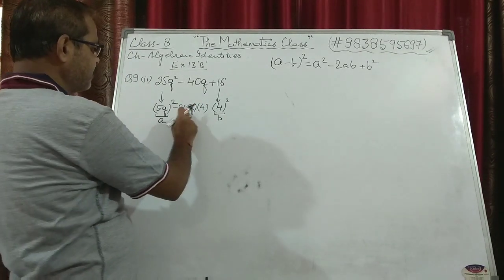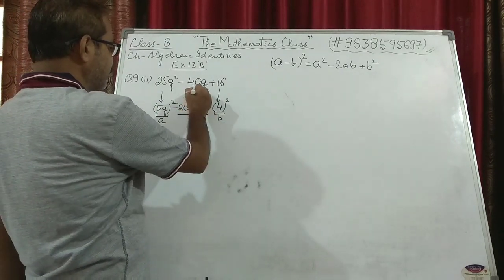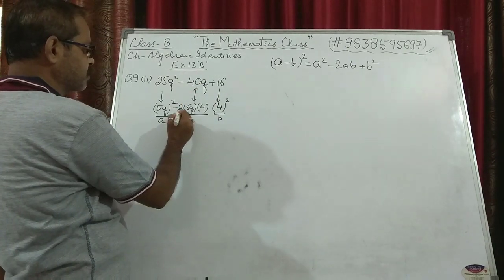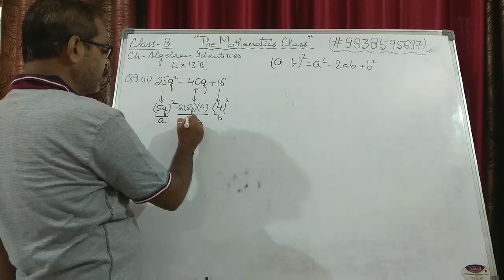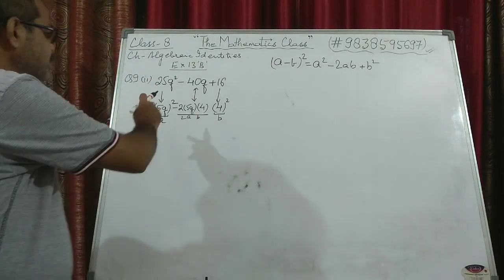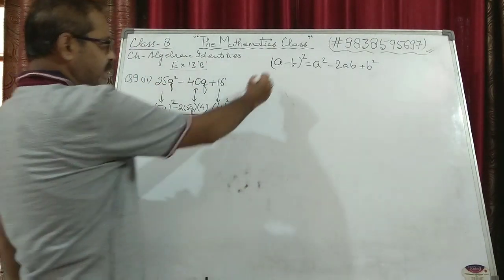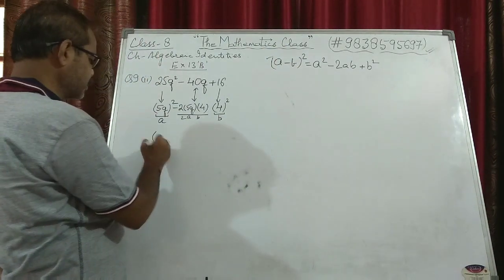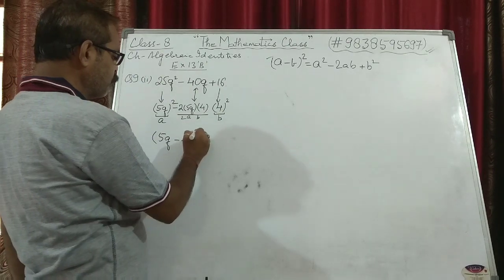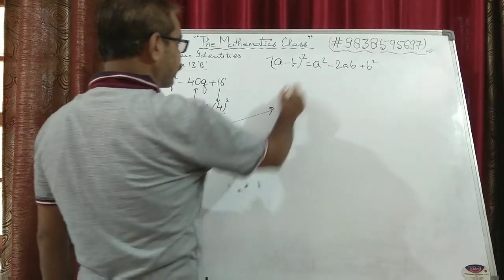Let's see, 5 4s are 20, 2 2s are 40q, so 40q can be written in the form of 2ab. It means this total can be written as a minus b whole square. What is a? 5q minus b is 4, whole square. That is the final value. If you want to check, you can open it according to this.